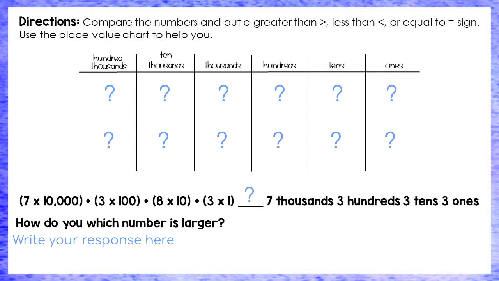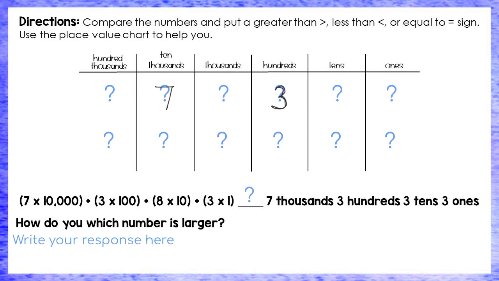Let's do this one together. So I have on the left side expanded notation, and on the right side I have unit form. I'm going to start by putting my expanded notation into my place value chart. First, I have 7 times 10,000. So that tells me that in the 10,000s place, I have 7. Next, I have 3 in the hundreds place. So that means in the hundreds place, I have 3.